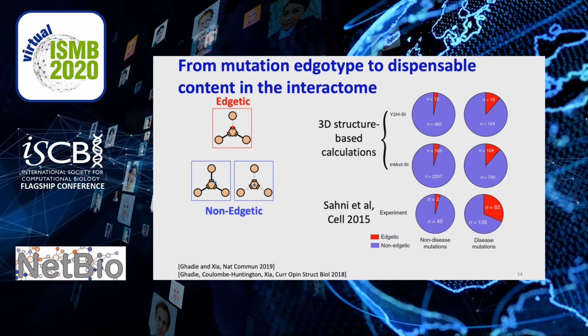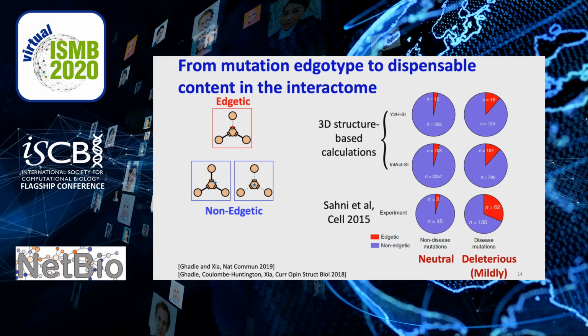Here are the results. It turns out that only a small fraction of common non-disease mutations are edgetic, that is, disrupting specific interaction edges. In contrast, a much larger fraction of Mendelian disease-causing mutations are edgetic. This is true for both Y2H and Interactome3D structural interactomes, and they both agree with mutation edgetic typing experiments by Marc Vidal and colleagues. This is great, but how do we go from mutation edgetic types to dispensable content?